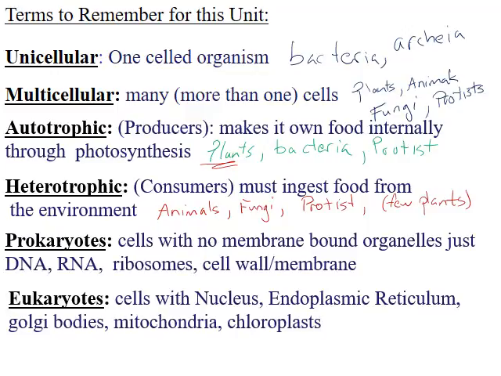Now, the last two sets for this page, prokaryotes and eukaryotes, again, should be familiar to you by this time. Prokaryotes are cells that have no membrane-bound organelles. In other words, they have no nucleus. They have no endoplasmic reticulum. They have no mitochondria. They have no Golgi apparatus. They have none of the major organelles that you have studied. What they do have is DNA in a nucleoid region, and they have RNA. They also do have ribosomes. I'm sorry, I misspoke before.